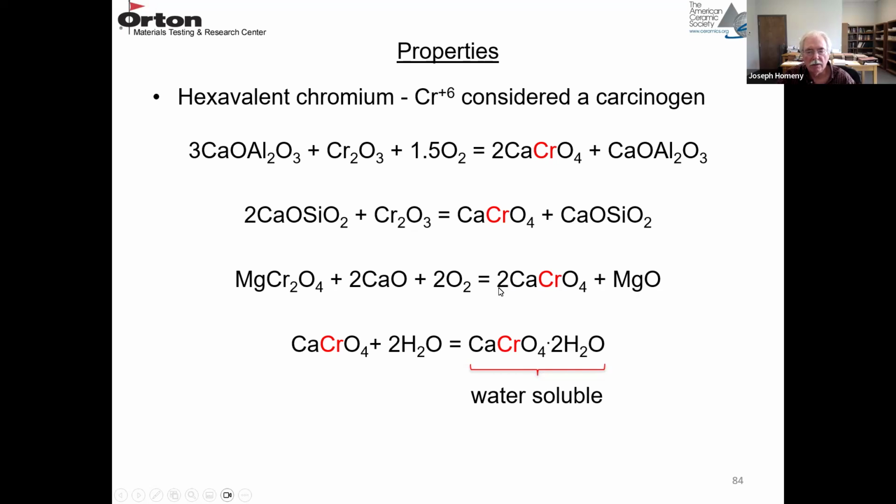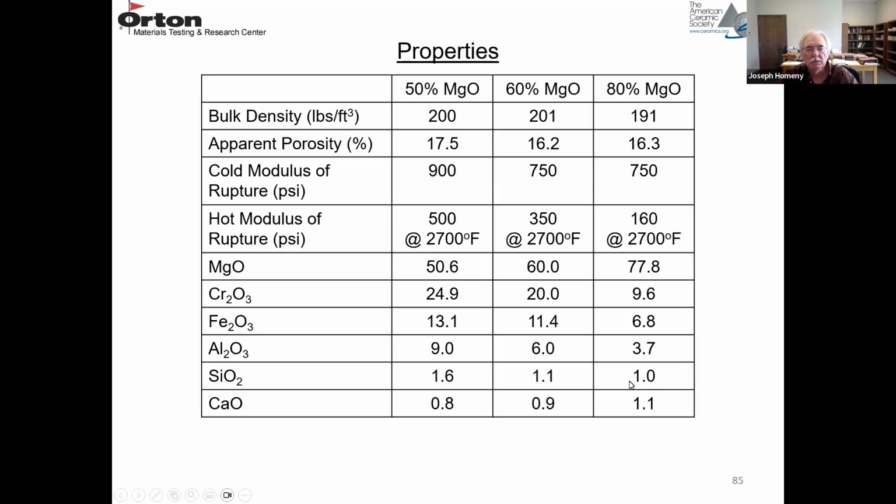So this compound, CaCrO4 over here, when it reacts with water, it becomes water soluble. So that's an issue. So you end up with CaCrO4·2H2O. So the formation of this hexavalent chromium is a safety issue.